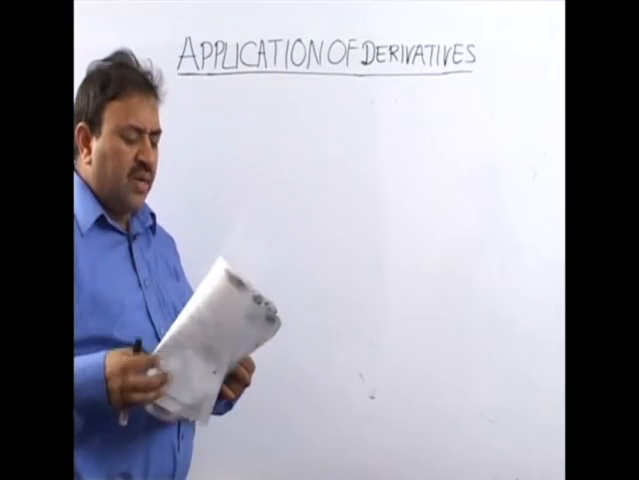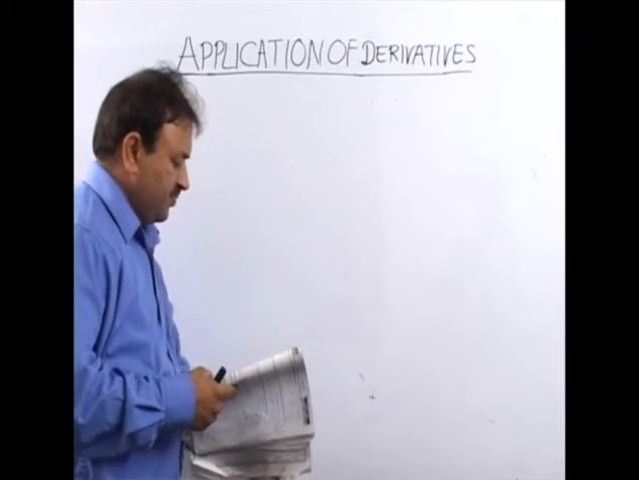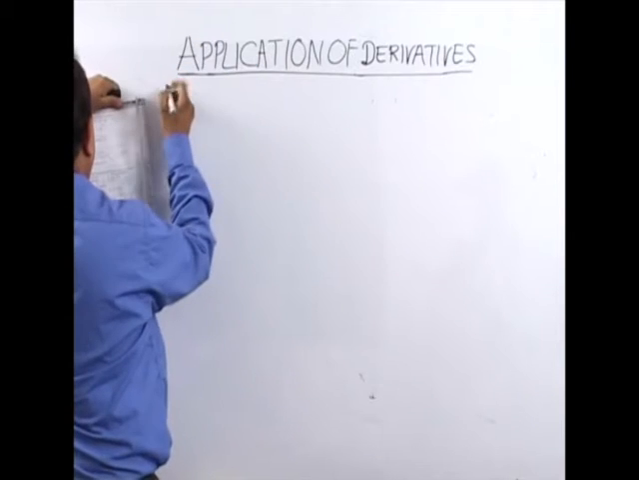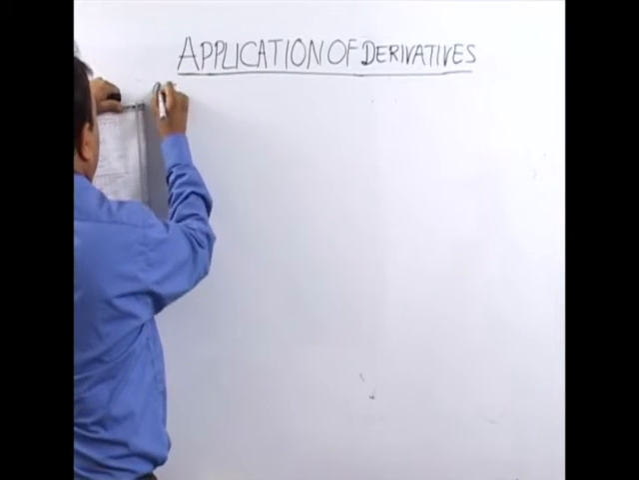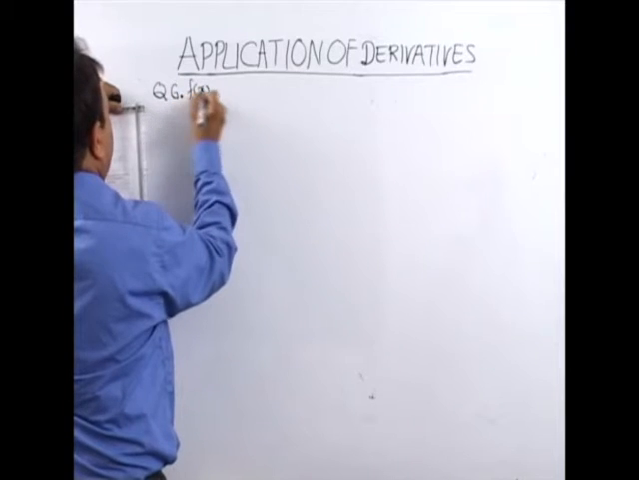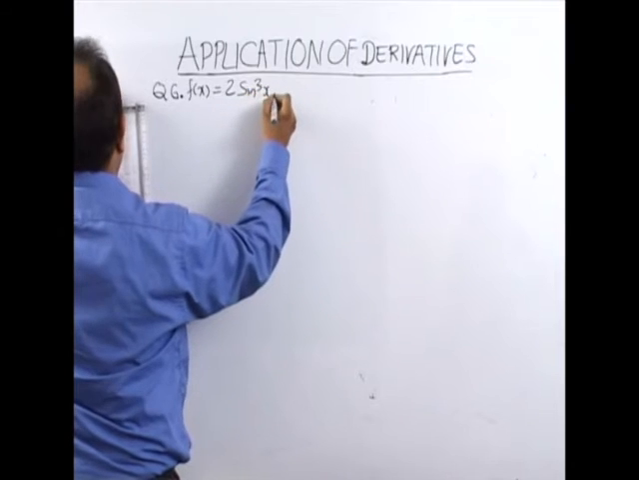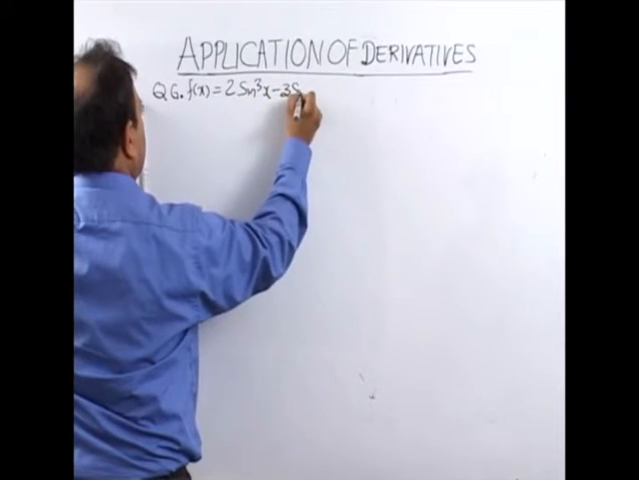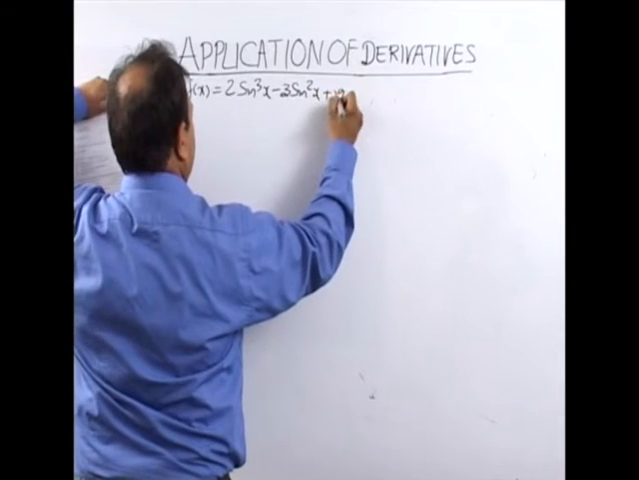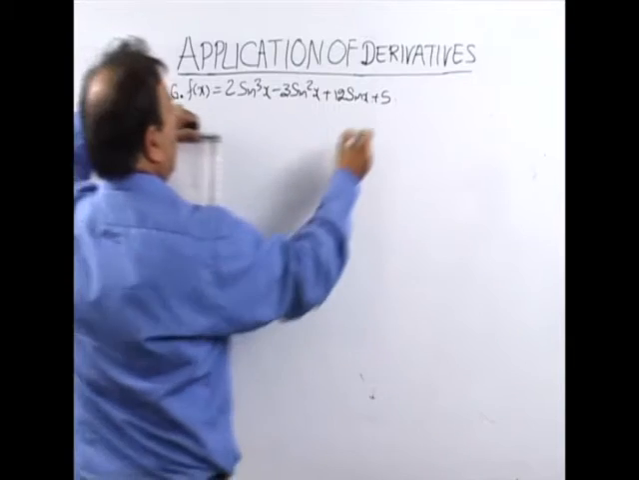Now, after the fifth question, the next question of our booklet is question number 6. Question number 6 of our booklet is: fx is equal to 2 sin x minus 3 sin square x plus 12 sin x plus 5.